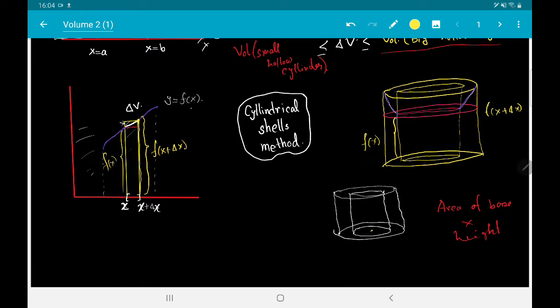So here we have a circle whose radius is given by x. We also have the big circle, whose radius is given by x plus delta x. So what is the area between these two circles? This is simply going to be pi times (x plus delta x) whole square minus x square. So this is the area of the base. Height is different in these two cylinders. For the yellow cylinder, it is given by f of x plus delta x, and for the smaller cylinder, it is going to be equal to f of x.